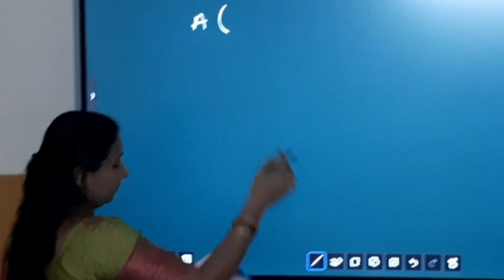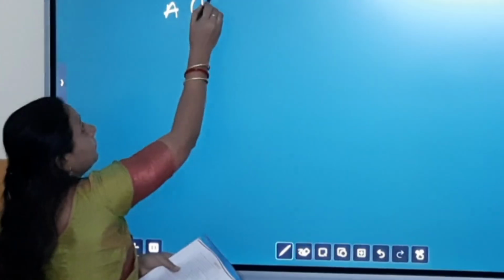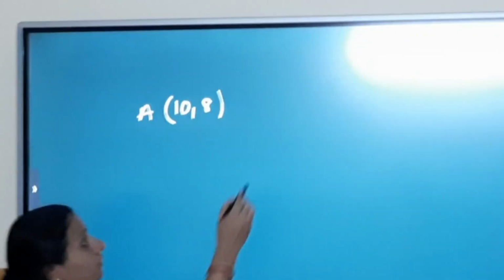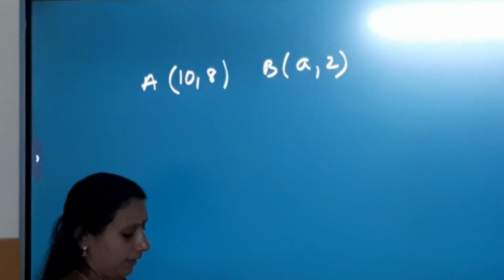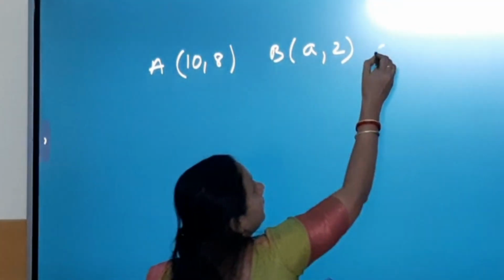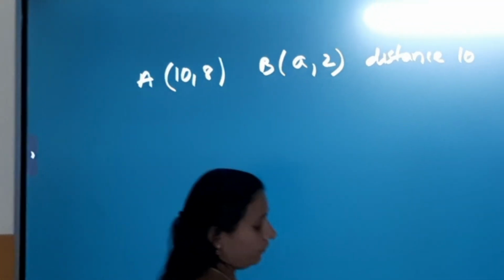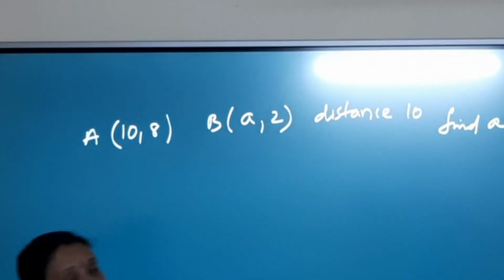Now let's start with the next question where the distance between the points is given. So here A is given as (10, 8), and B is given as (a, 2), and the distance between them is given as 10. We need to find a. So how are we going to solve this?